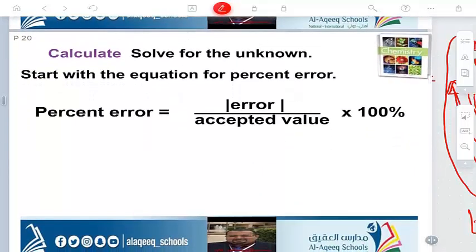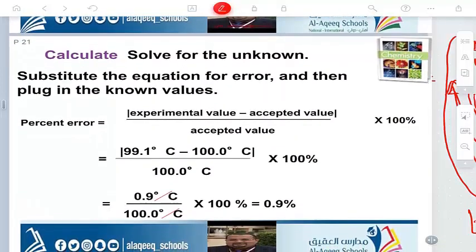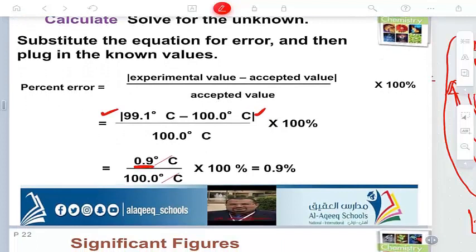This is the rule: the absolute value of the error divided by the accepted value times 100%. Look, 99.1 minus 100 is negative 0.9, but without the negative because we need the absolute value, so it's 0.9, divided by the accepted value, which is 100, times 100%. It gives 0.9 percent. This is the percent error in this problem.